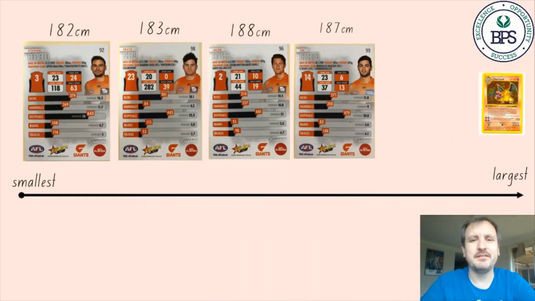Okay, let's practice this in a slightly more practical sense. And my class will know that I am a big Giants fan, so excuse me for using some footy cards here with some Giants players on it, but that's what was to hand. You might have Pokemon cards around that you could do the same thing at home with.